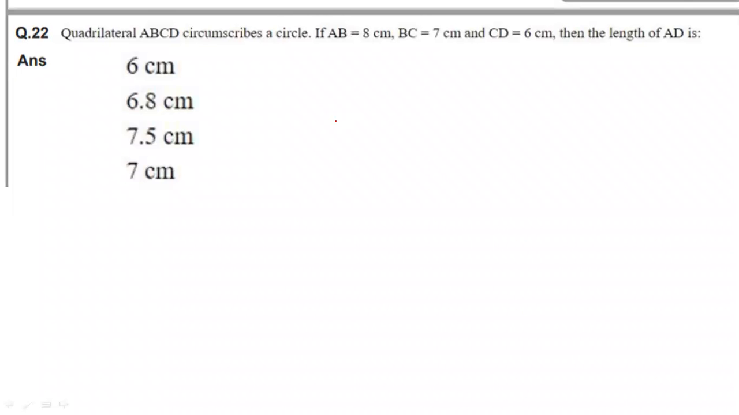Quadrilateral ABCD circumscribes a circle. Circumscribes means the quadrilateral is outside the circle, exactly touching it like tangents, like this. This is named ABCD. AB is 8, okay. BC is 7, okay. CD is 6. What is the length of AD? So we can say from here, this is the tangent drawn here and this is a tangent drawn. So these two should be the same. Same way here and here it should be the same. Same way here and here it is the same, and this should be the same.